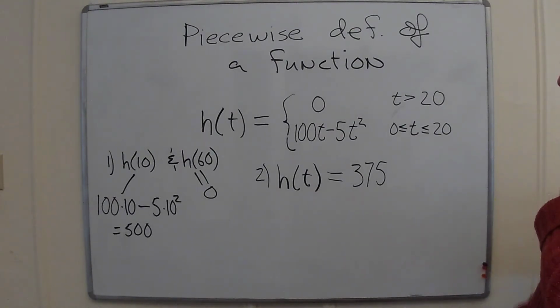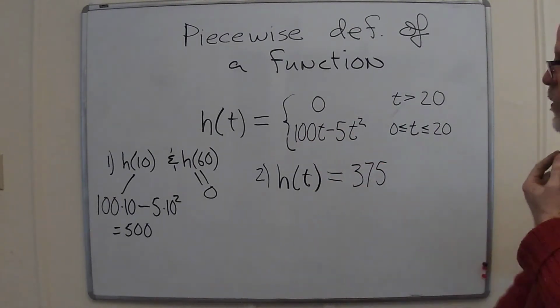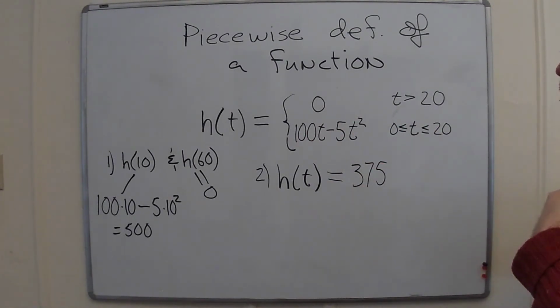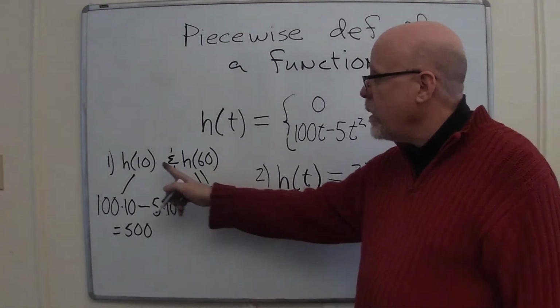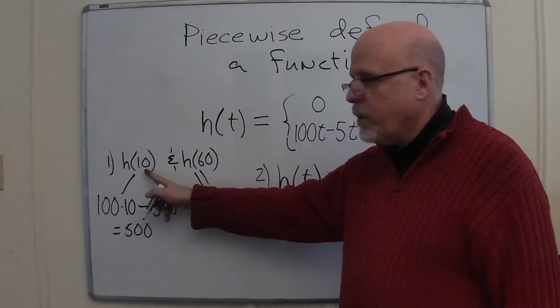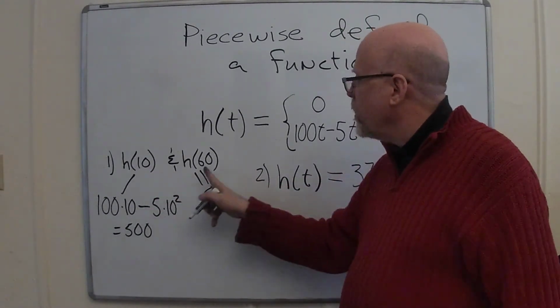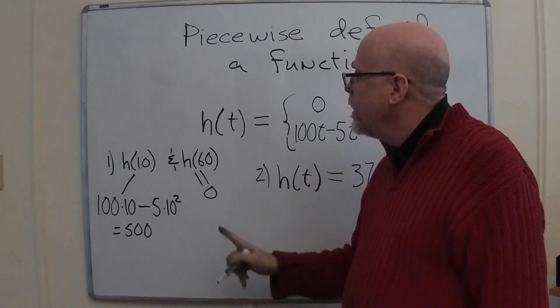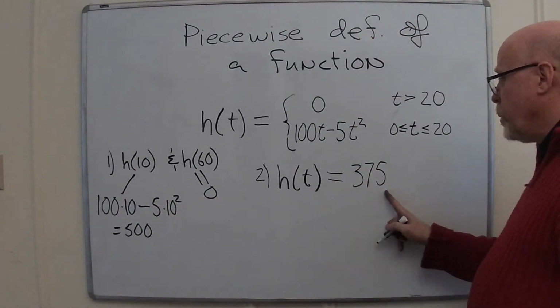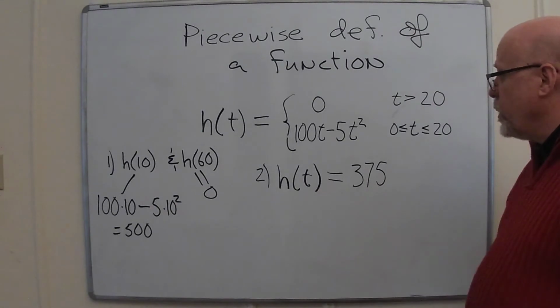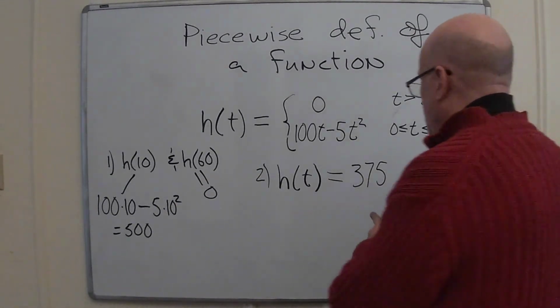So basically, these two things are the two types of questions you can be asked. Stick in something for the independent variable, the input, and get an output, or choose something for the output and see if you can figure out what input creates that. Now, for us here, this is a little bit tougher.